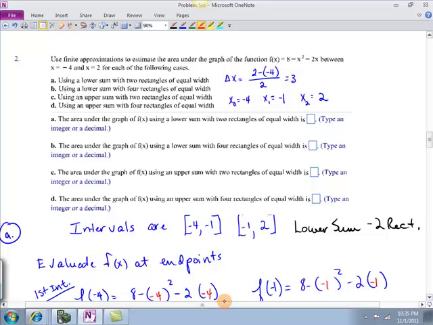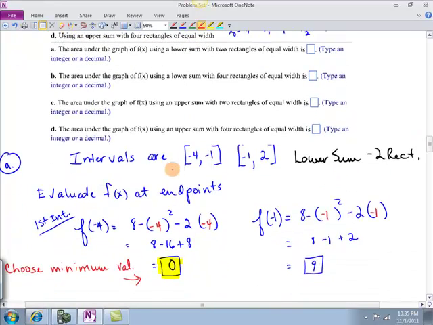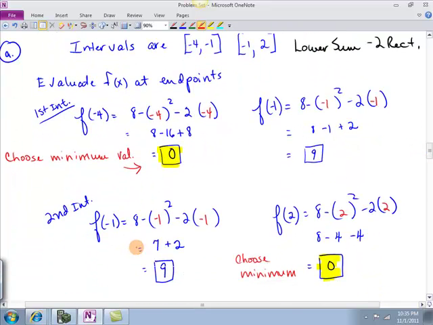Okay, we're doing the same idea, but we've got this as our function, 8 minus x squared minus 2x. Our intervals for the A part, we're doing 2 rectangles, lower sum. Here's our intervals. So we're going to evaluate in the first interval, f of negative 4, f of negative 1. We get 0, we get 9. We're doing lower, so we're going to choose the minimum. We go to the second interval, which is negative 1, 2. We're going to evaluate f of negative 1 and f of 2. We get 9 and 0. We are still choosing the minimum. And so those are the heights of the rectangles.